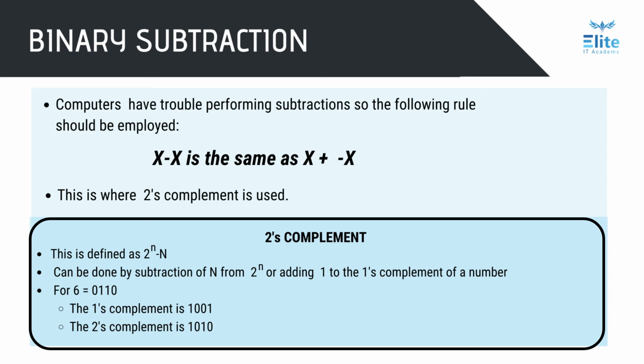Let's take a 4-bit binary value of the number 6. This is 0110. The 1's complement is obtained by inverting every bit in this number, so it becomes 1001. And adding 1 to it makes it 1010. This is the 2's complement of the number.